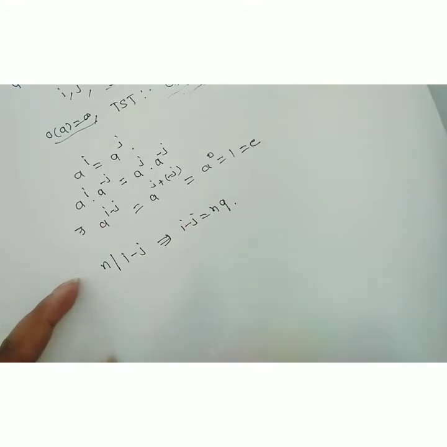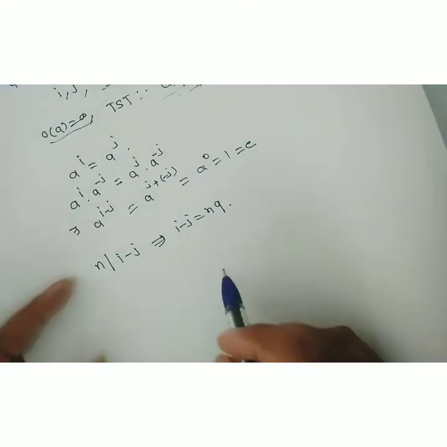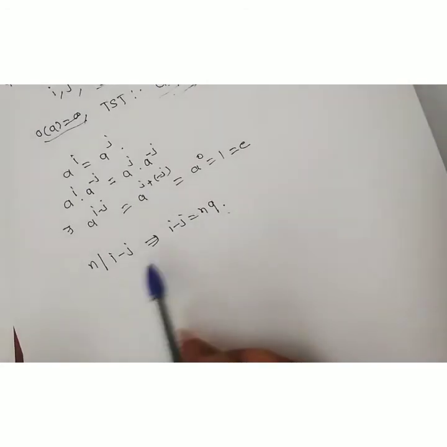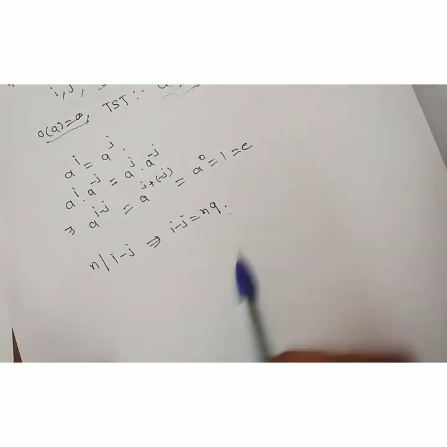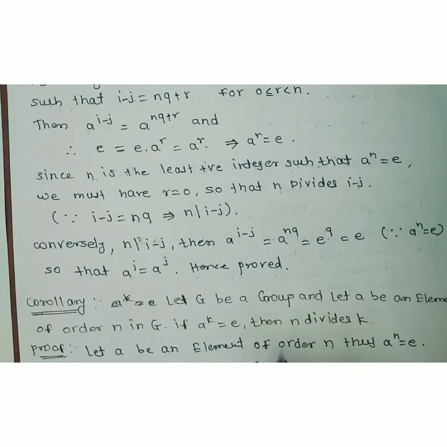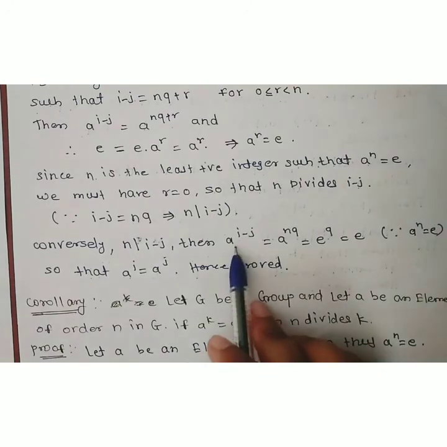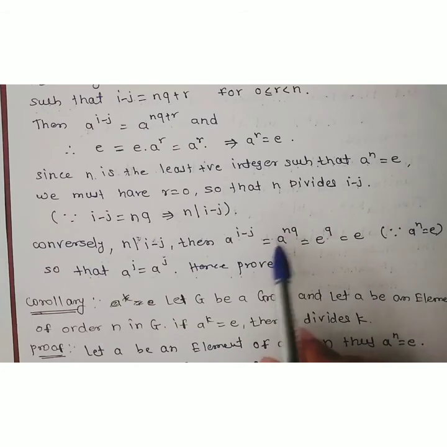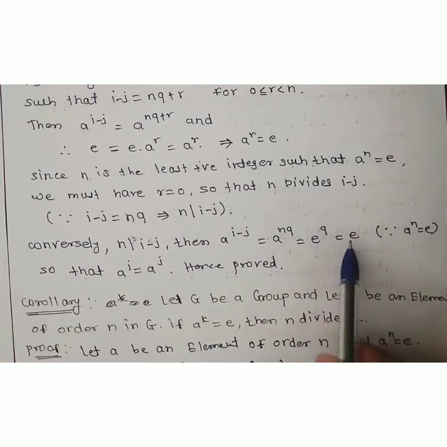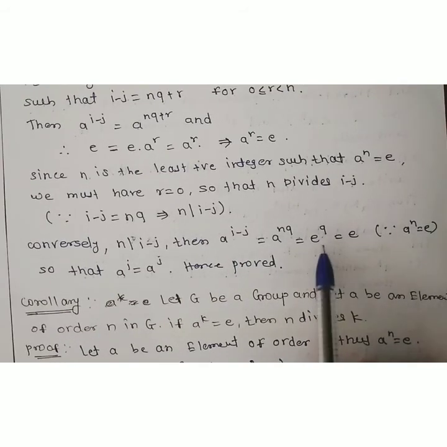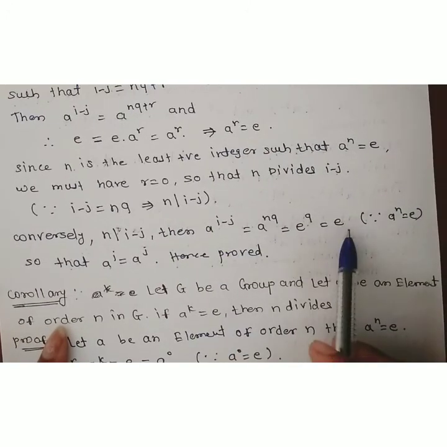You have done this in number theory. If n divides i minus j, then i minus j is equal to nq for some q belonging to the set of integers. Then take base a on both sides. Therefore, a to the power i minus j is equal to a raised to nq. Now a raised to n is identity. Therefore, it is equal to e raised to q, which is equal to identity. So a raised to i minus j is equal to identity.